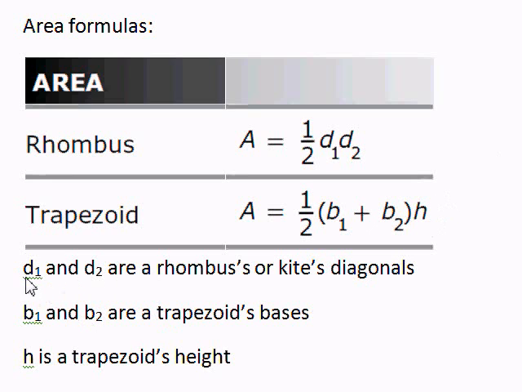And I've written down here again what the D's stand for. They stand for a rhombus's or kite's diagonals. And the B1 and B2 are the trapezoid's bases. And the H is the trapezoid's height.